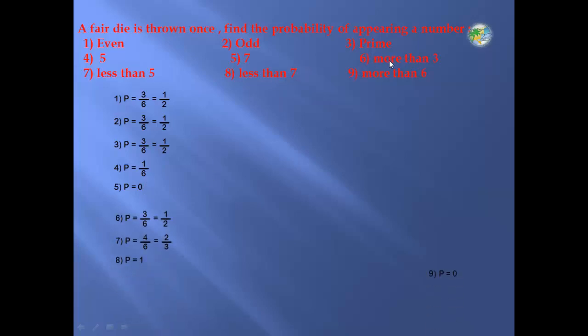Number 6, more than 3: the numbers more than 3 are 4, 5 and 6, so 3 numbers, 3 over 6 equals 1 over 2. Number 7, number less than 5: 1, 2, 3 and 4, so 4 numbers over 6 equals 2 over 3. Number 8, less than 7: 1 2 3 4 5 6, so 6 numbers, 6 over 6 equals 1, certain event. More than 6 is an impossible event because the fair die is from 1 to 6.